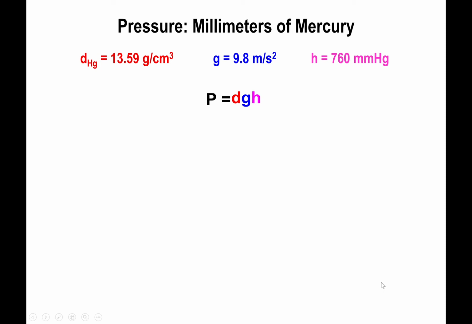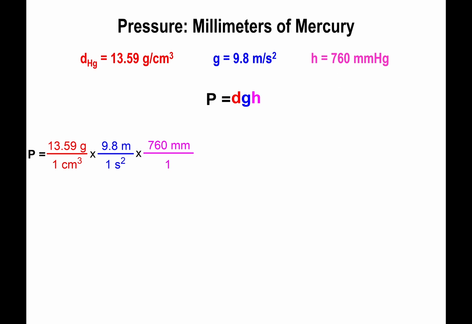All right, now to show you concretely that this formula, density times the gravitational constant times the height that the liquid travels, equals the pressure, we're going to input all the stuff that we have here. Okay, so first of all, the density of mercury is 13.59 grams per cubic centimeter. So we input the 13.59 grams on top, the 1 cubic centimeter at the bottom. We multiply by the gravitational constant, 9.8 meters over 1 second squared, and we multiply by the 760 millimeters, which is the height the mercury travels.